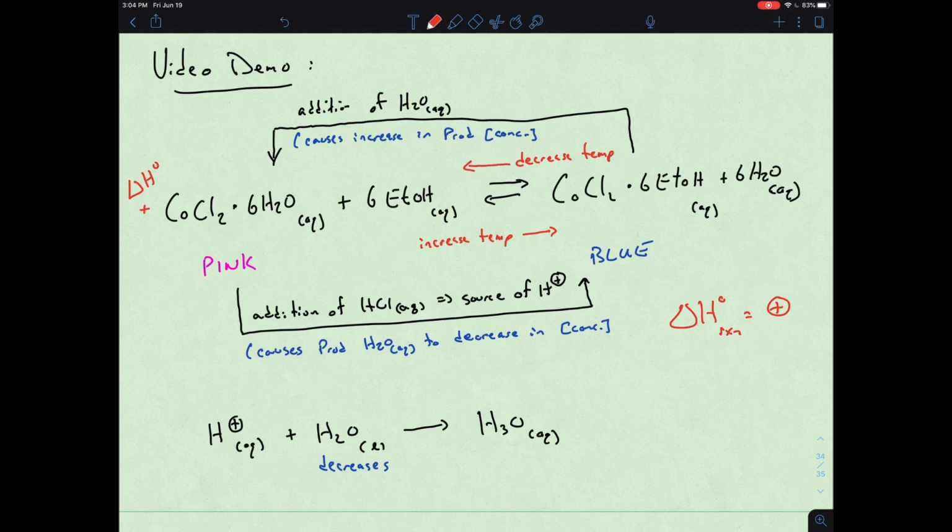And so this demo kind of brings all of these into play. We're going to look at the addition of acid, see how that changes the colors from pink to blue, look at the addition of water, see how we can then push the equilibrium back to the other side by the color change from blue to pink. And then we'll see a temperature effect there as well.